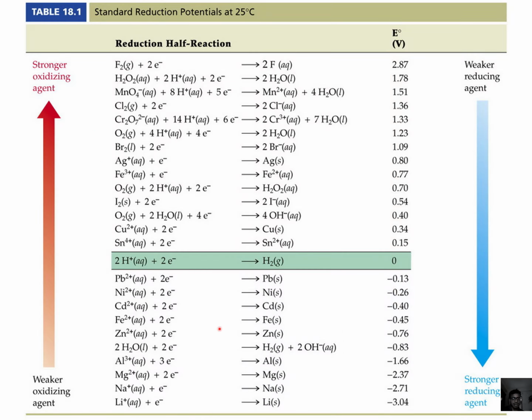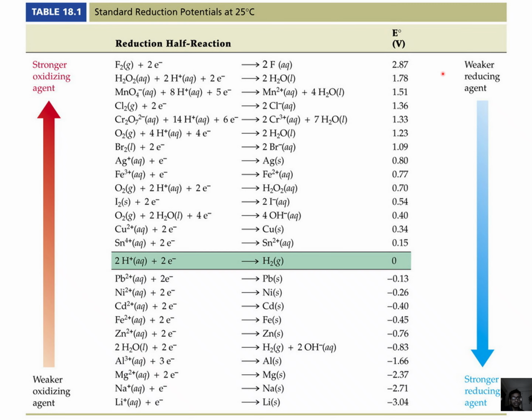Okay, this means these are reducing agents and these are oxidizing agents. Now what does this E potential mean? Okay, this E value means the potential. The more reduction potential one compound will have, the more would be its tendency for reduction.